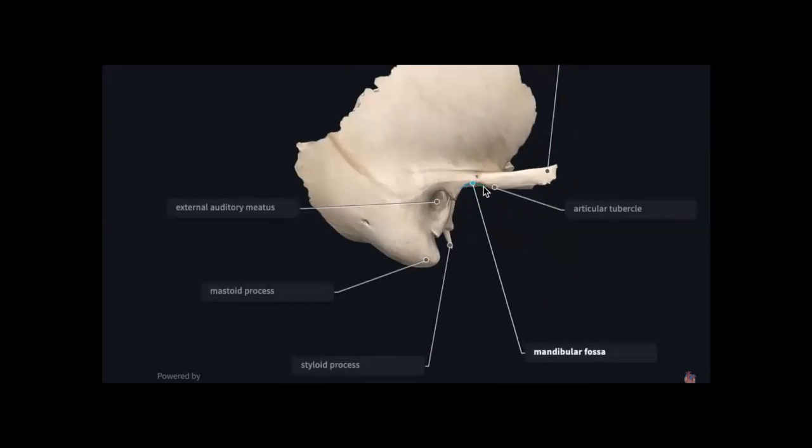When the jaw is lowered, it is limited anteriorly by the articular tubercle here, sometimes known as the articular eminence, which is a portion of the zygomatic arch. Posteriorly, we can see the external auditory meatus. Posterior inferior to the mandibular fossa is the mastoid process. Just for completeness, we can see the styloid process here.